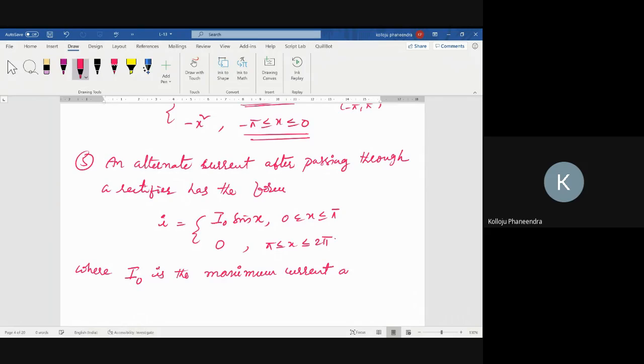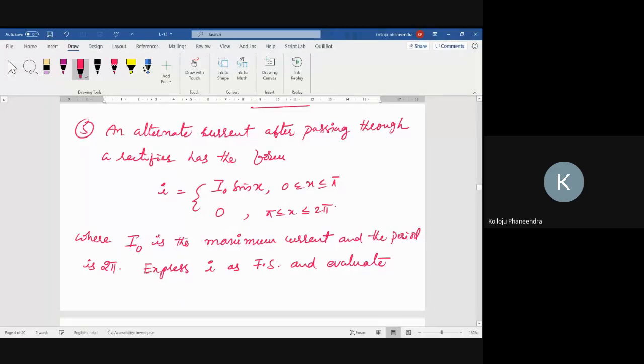and the period is 2 pi. Express I as a Fourier series, and evaluate 1 by 1 into 3 plus 1 by 3 into 5 plus 1 by 5 into 7 and so on.